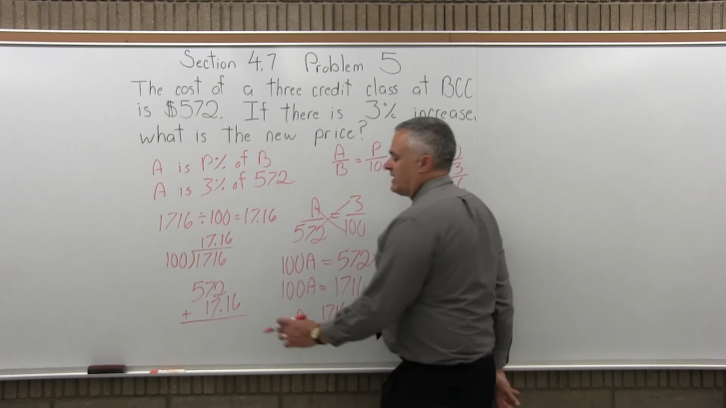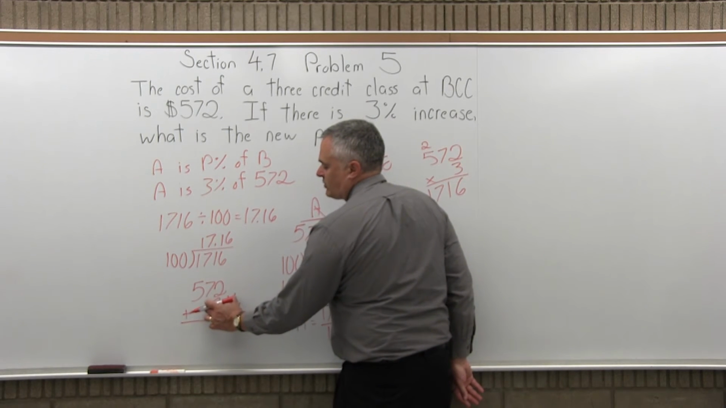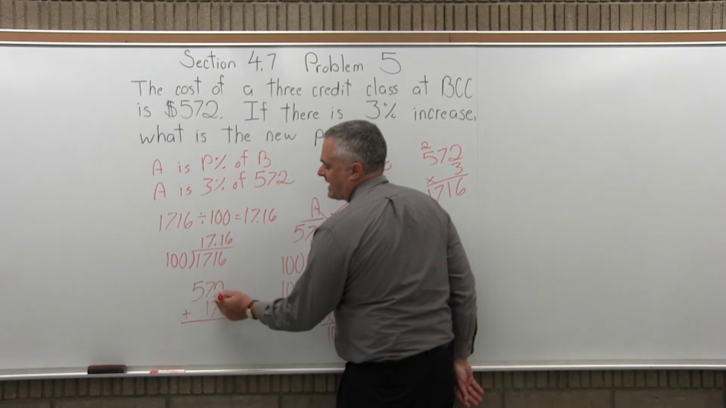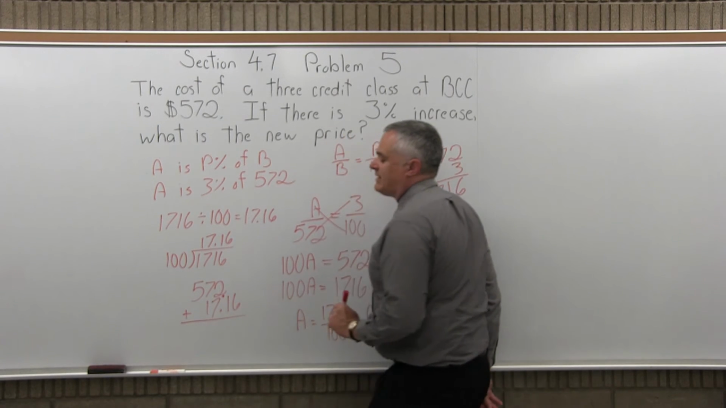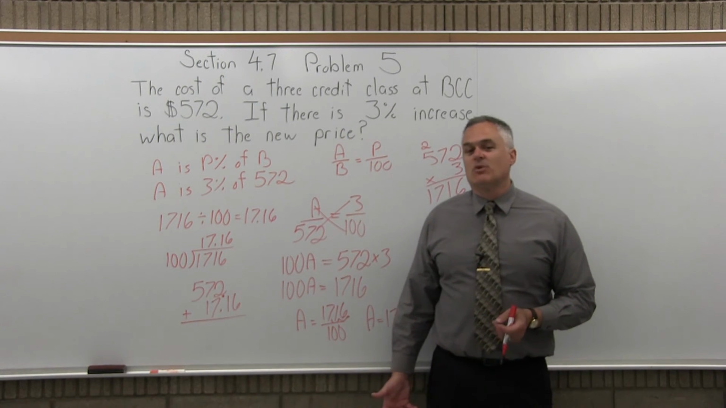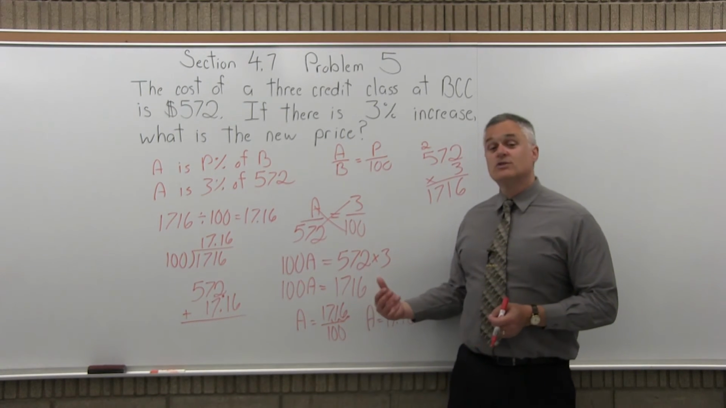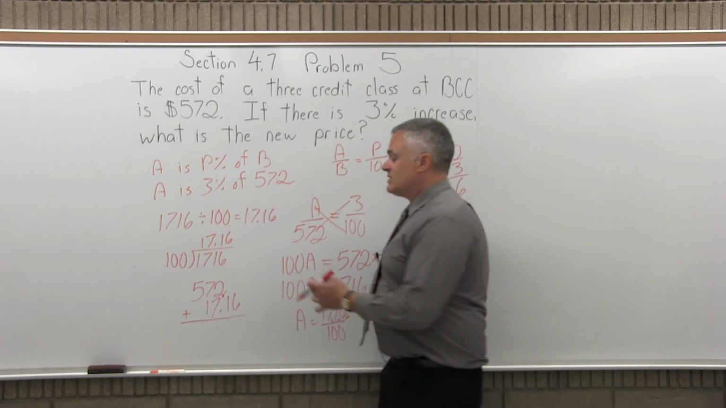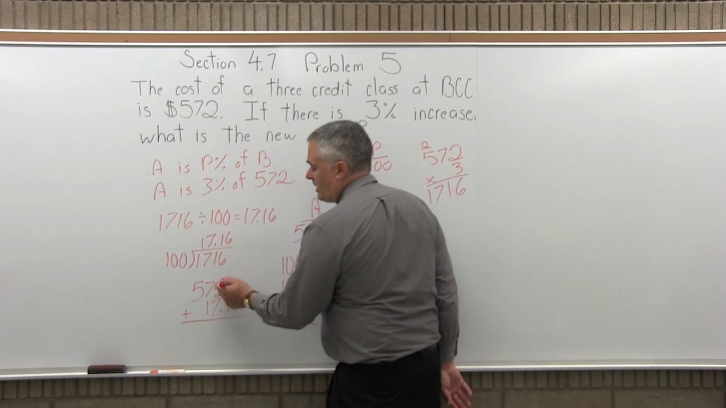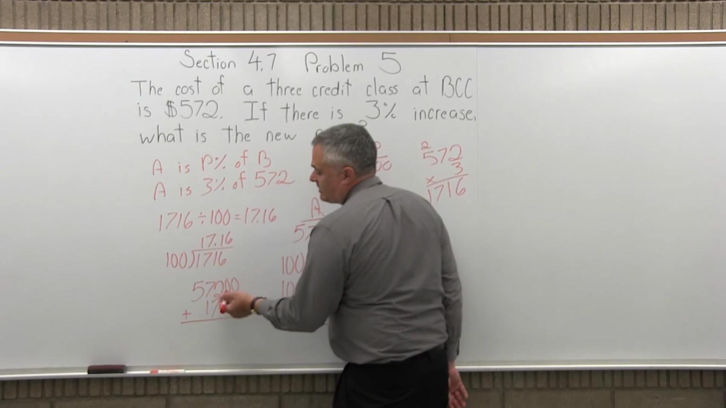Notice how I wrote it. I kind of have the 17.16 shifted off to the side because you want the decimal points to line up. Again, there's no decimal written in 572, but you can assume it's in there and it's at the end. This way it lines up. And if you want, you can put 2 zeros after it and you do the addition.